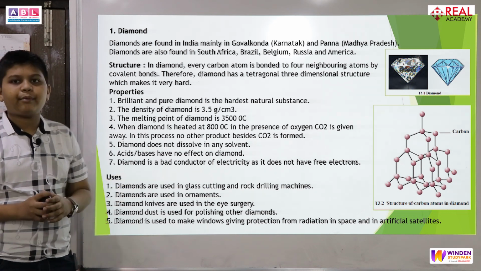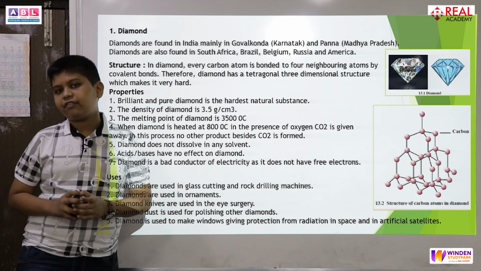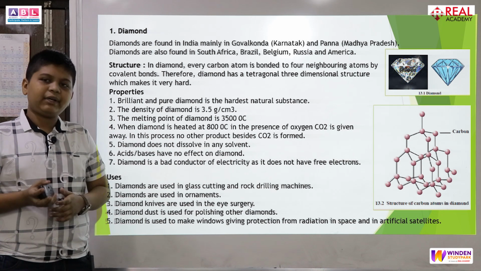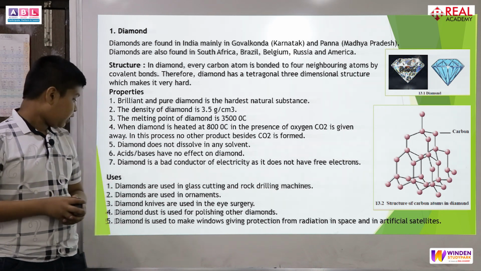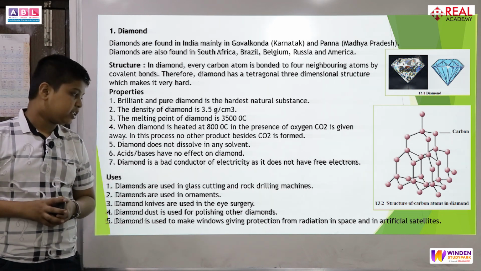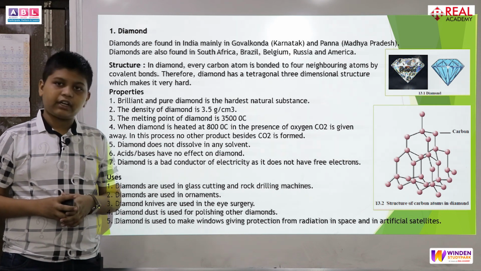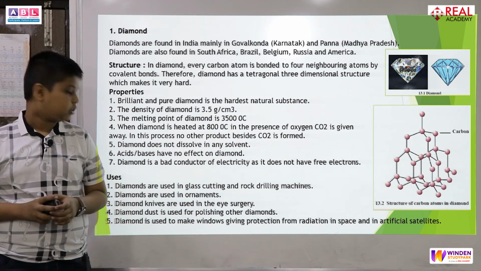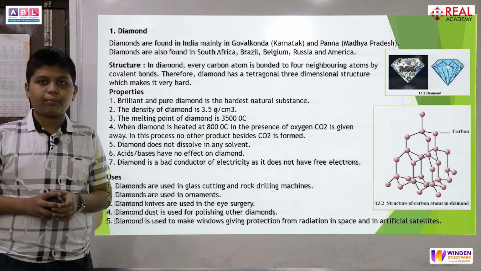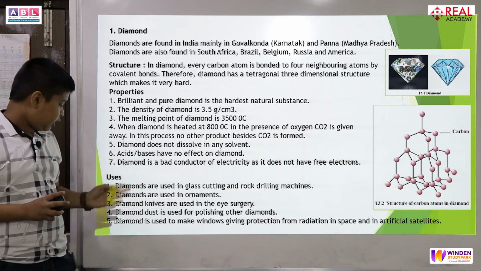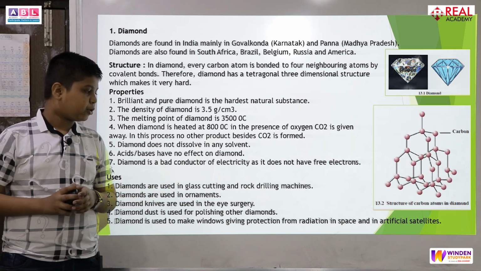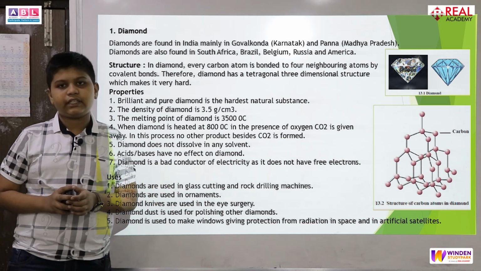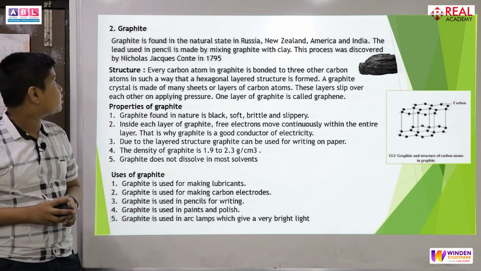The uses of diamonds in day-to-day life are many. As we know, diamonds are used in ornaments. Diamonds are also used in glass cutting and rock drilling machines. Diamond knives are used in eye surgery. Diamond dust is used for polishing other diamonds. Diamond is used for windows, giving protection from radiation in space and artificial satellites.